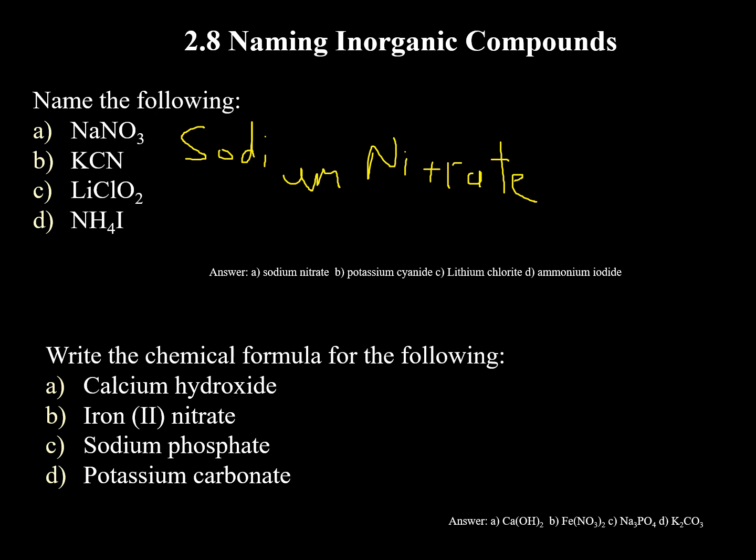And for the bottom, let's look at the first one, Ca 2+ for calcium, OH- hydroxide, which is a polyatomic ion, we have a minus, and you crisscross to give Ca(OH)2.